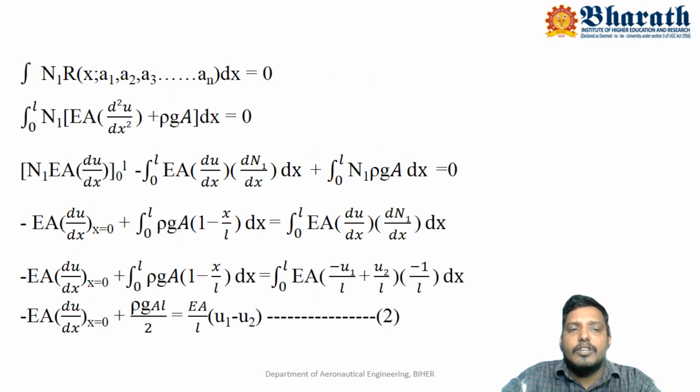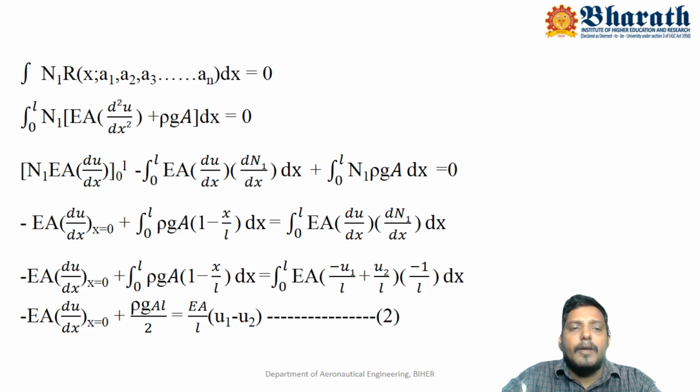Once we get the shape function values, we go for the Galerkin approach. What is the Galerkin approach? Integral over N1 times R, where R is the residual function, that means the approximate solution of your given differential equation, times dx equal to 0. Since the given differential equation is of second order, we would have to assume at least a quadratic based trial solution. But we go for the integration by parts formula, we need to reduce one order of the differential equation. That's why we choose linear based trial solutions here. Therefore, integral over 0 to L N1 times the differential equation EA times d square u by dx square plus rho g A times dx equal to 0.